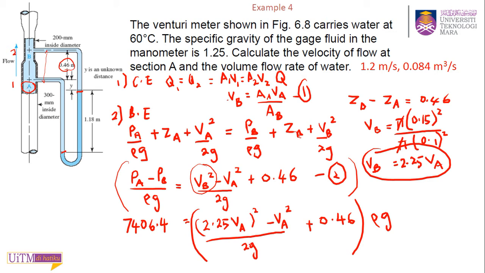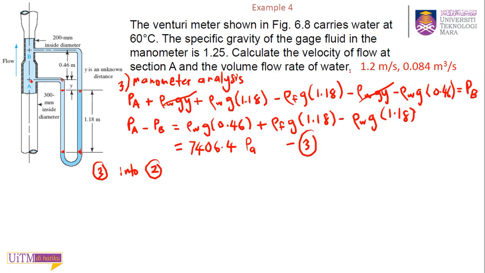Okay, and if you calculate it right, 2.25 squared minus 1, that is 1 VA kan, over 2G plus 0.46, times rho G, and you bring to the left side, we left you with VA, and you will get VA equal to 1.2 meter per second. Can someone verify that?